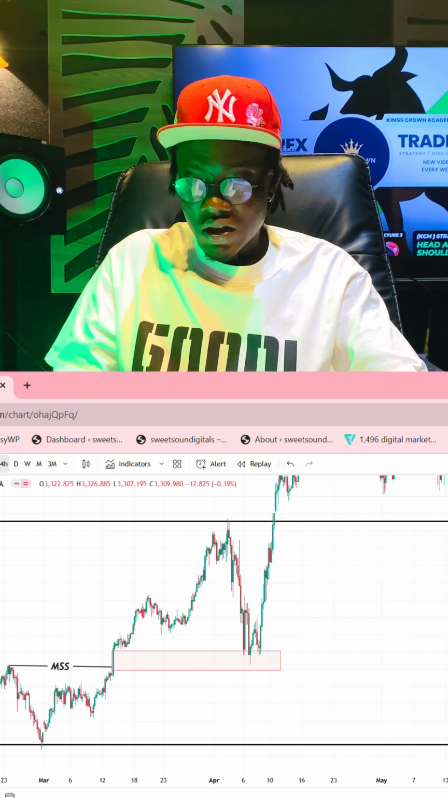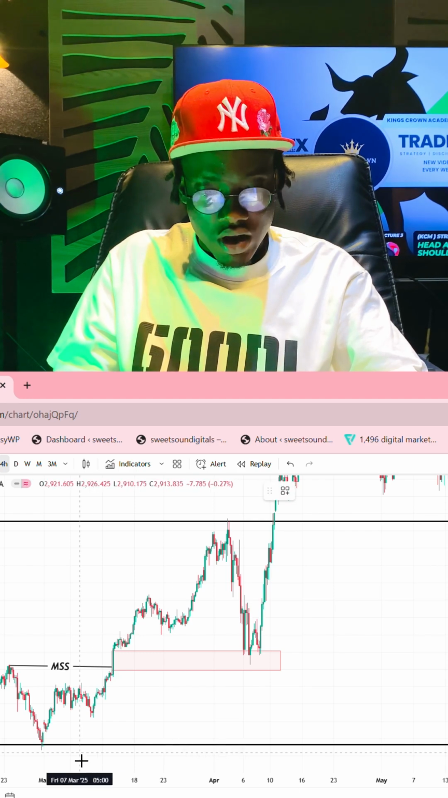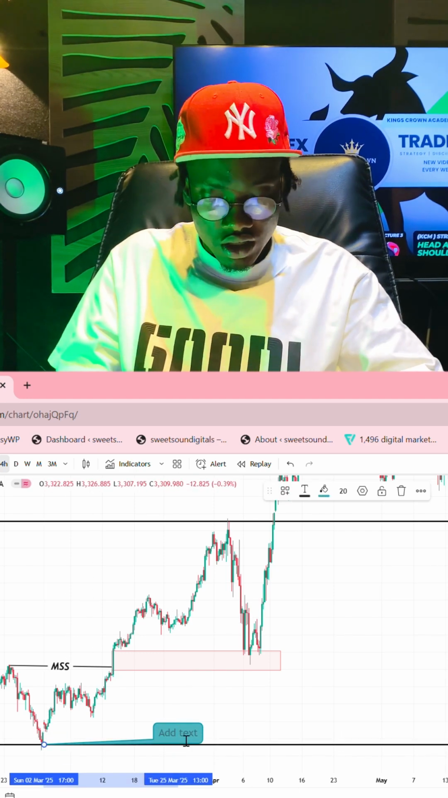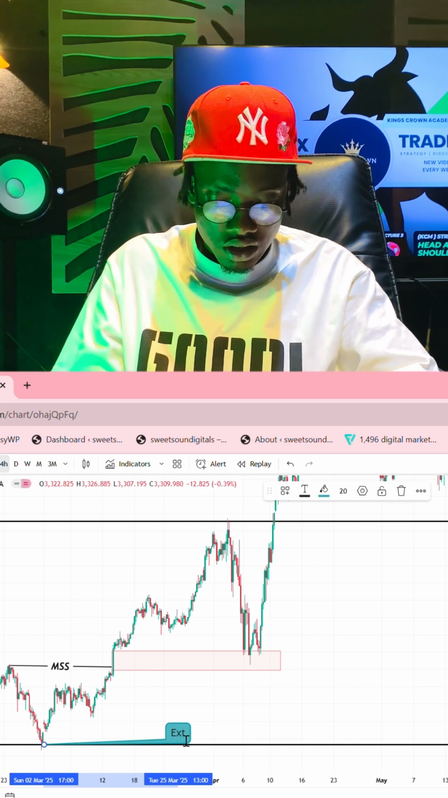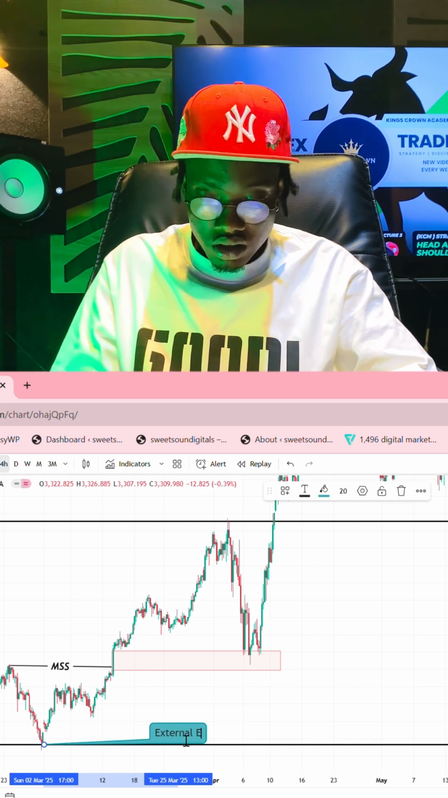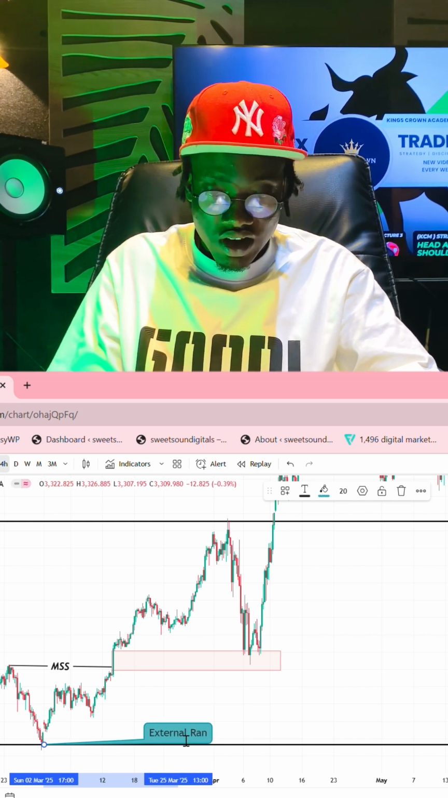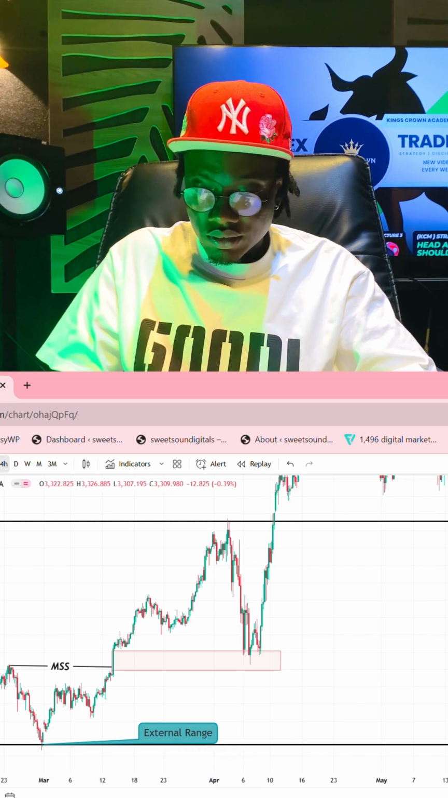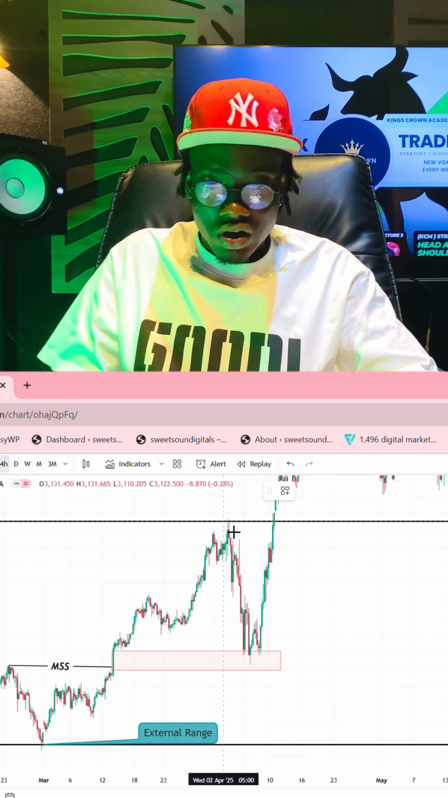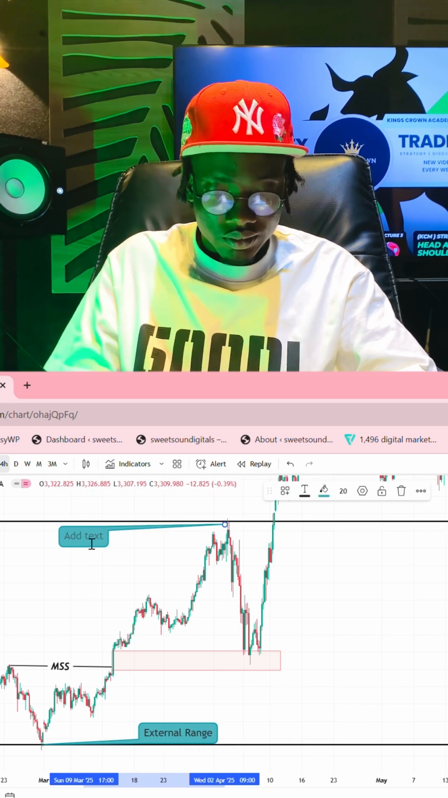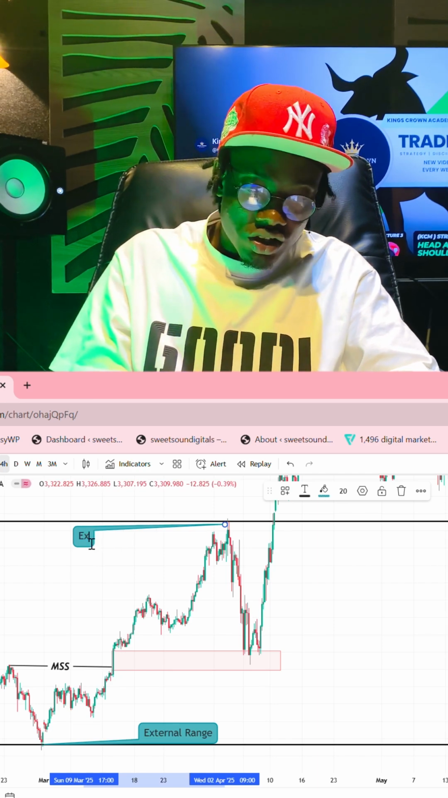Now what happened here, like I said, this is our external range. This is also our external range. All right. This is all you need to do on the chart too.